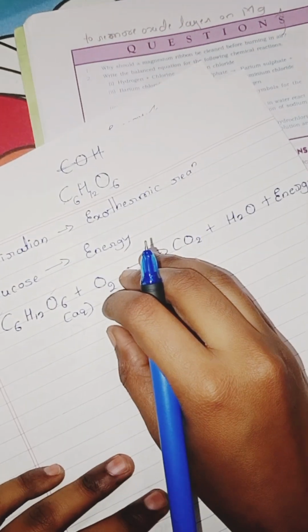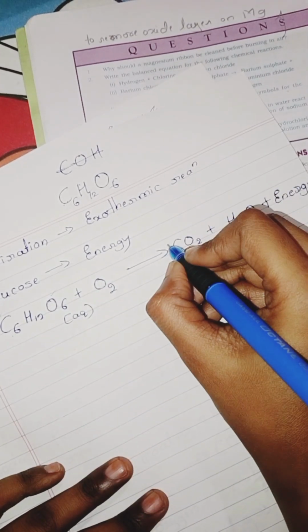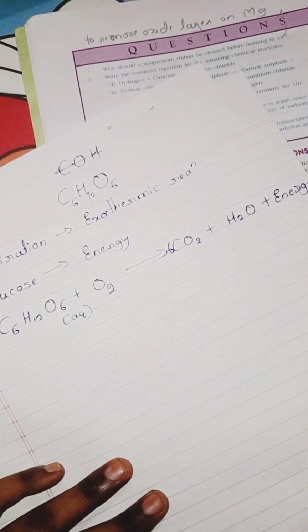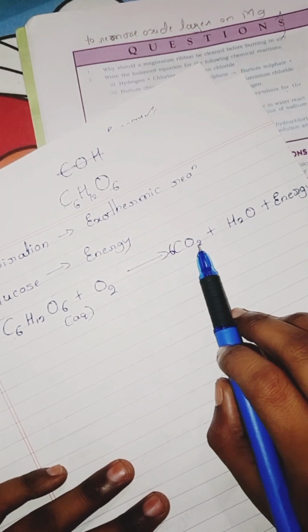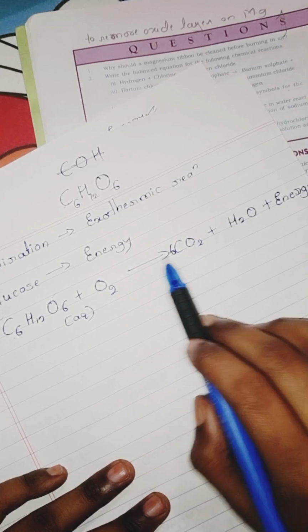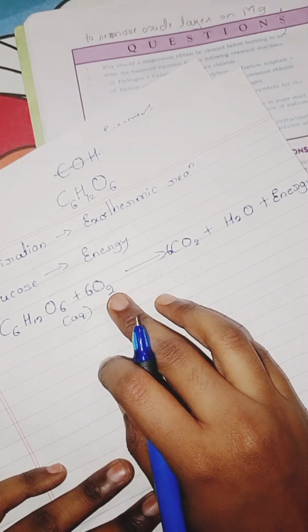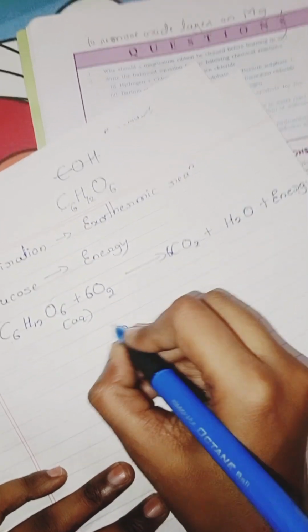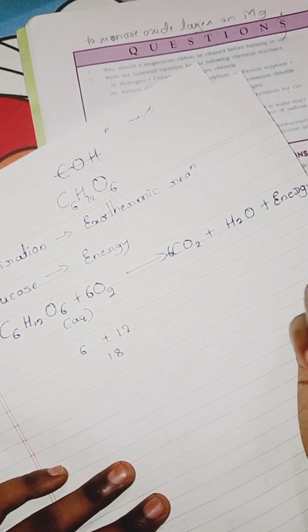We need to balance the reaction. How to balance it? Here we have 6 molecules of carbon. First we'll balance the carbon, just multiply carbon by 6. Then we need to balance the oxygen. Here we have 6 times 2, that is 12, and here we have 6 molecules. 12 plus 6 will be 18, right?